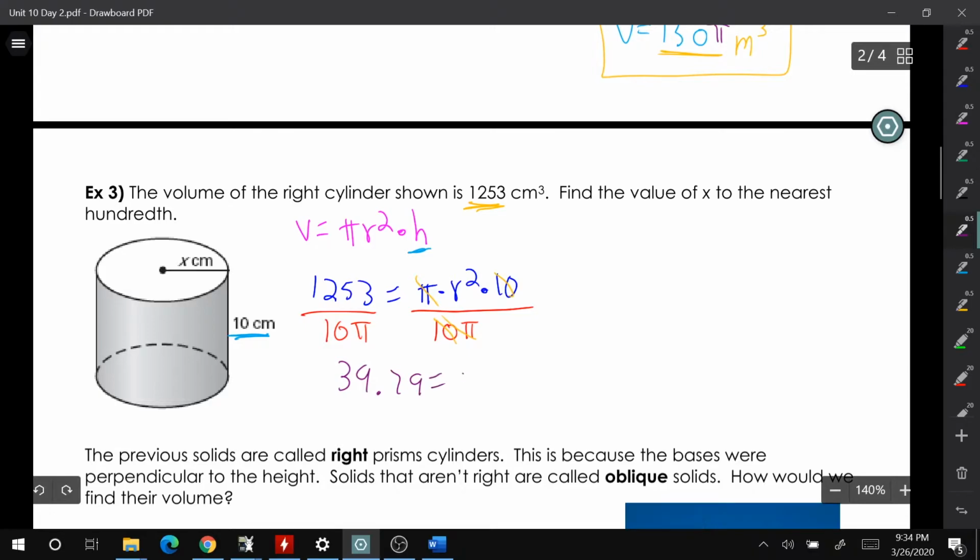39.79 equals r squared. And then when we square root both sides, we're going to get 6 point, let me double check, 39.79, we get 6.31. So 6.31 centimeters is equal to r.